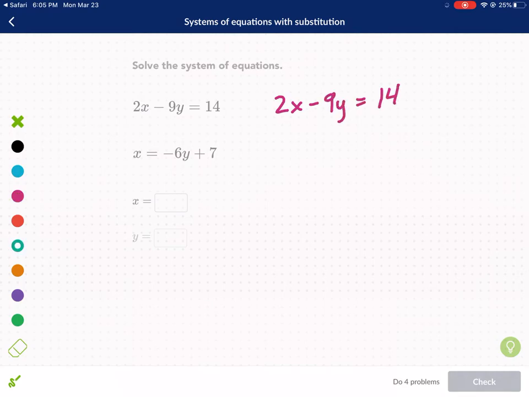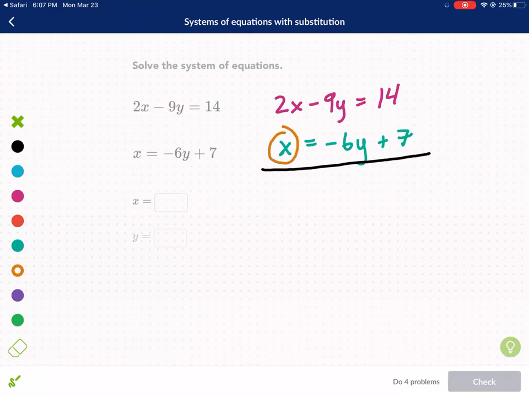All right, so my first equation is 2x minus 9y, and I'm using the writing template in the Khan Academy program. And then I have x equals negative 6y plus 7. Right away I notice that I have x by itself, which is a great thing. Sorry, I can't really zoom by hand, so sometimes you got to learn the hard way. So I have x by itself.